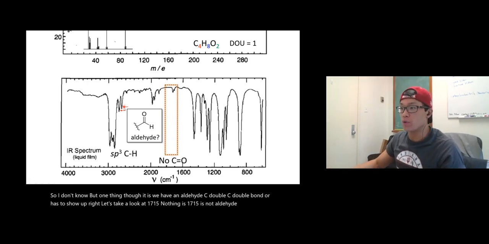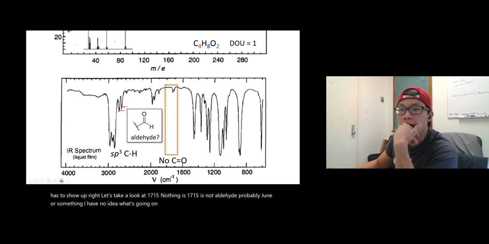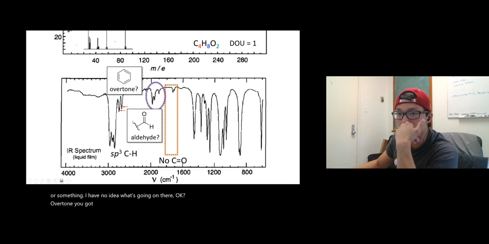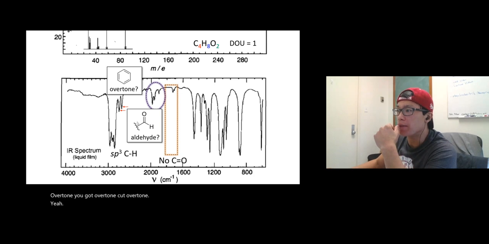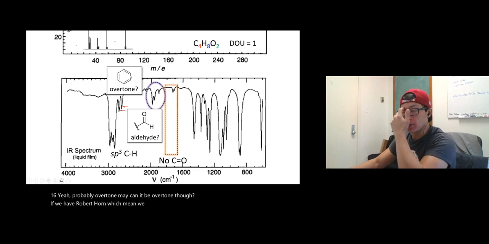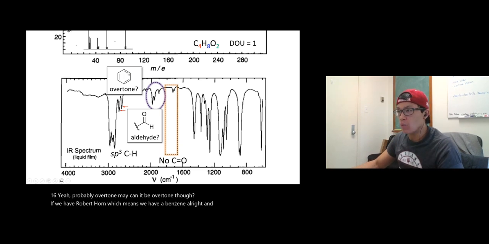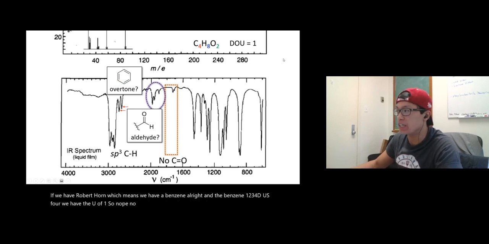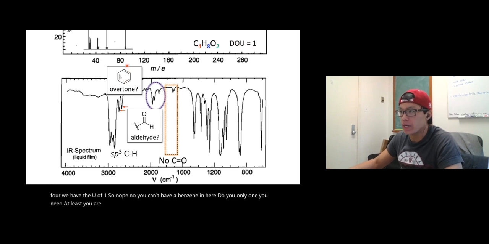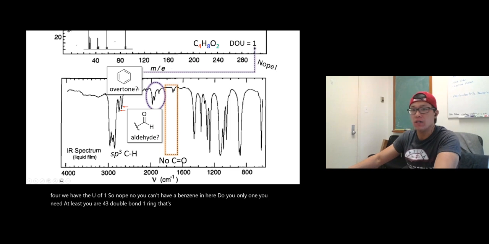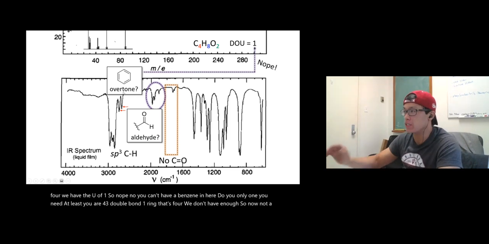Those are probably junk or something. I have no idea what's going on there. We got overtone, kind of overtone. Can it be overtone, though? If we have overtone, which means we have a benzene, and a benzene has a DOU of 4. We have a DOU of 1. So no, you can't have a benzene in here. You need at least a DOU of 4: 3 double bonds, 1 ring. We don't have enough. So not a benzene ring.